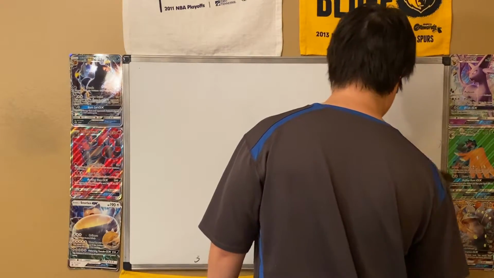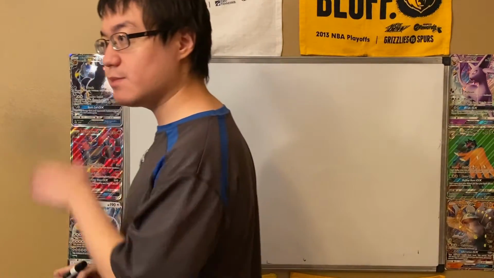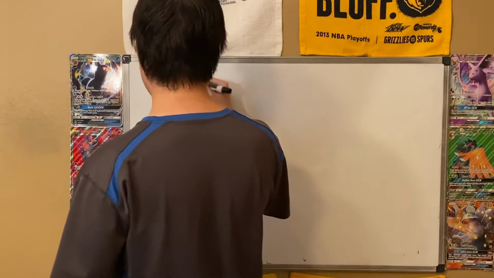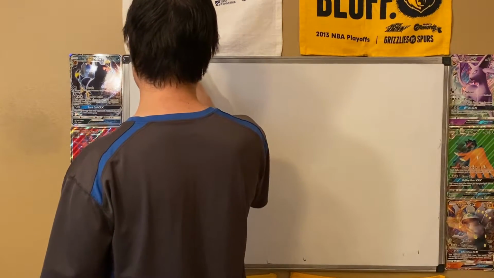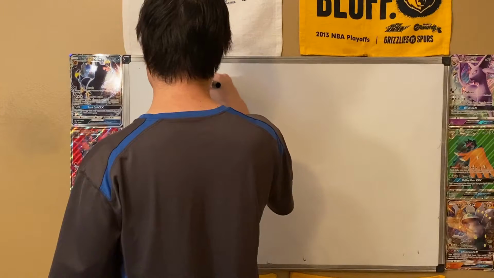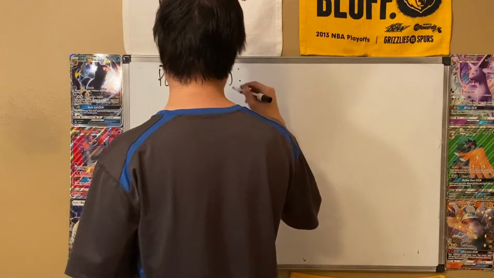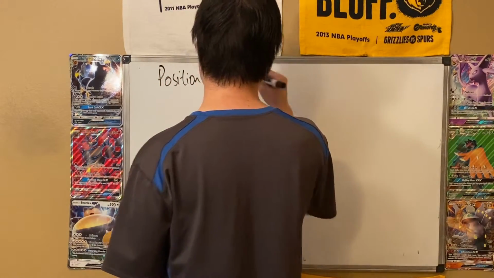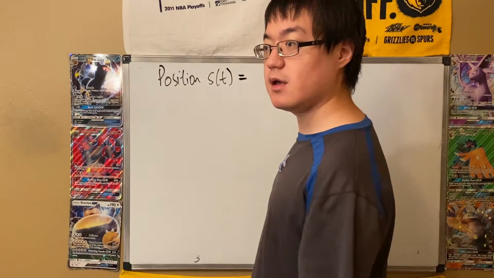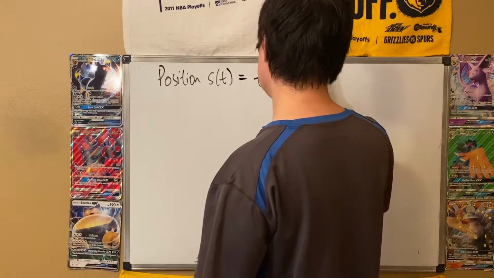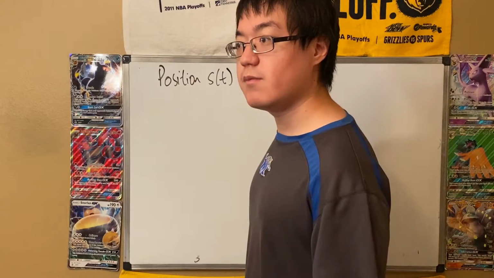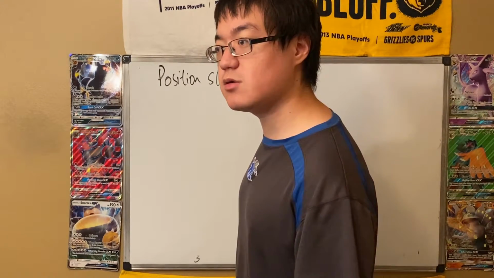So what we're going to do is find the absolute max, I believe, of this. We're going to have a position formula of s of t, and it's going to be t cubed minus 9t squared plus 8t minus 2.